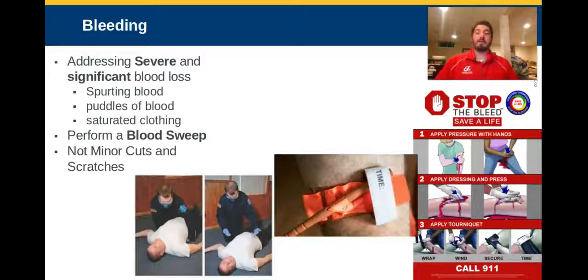Significant blood loss is spurting blood that's shooting out of something, a hole somewhere, puddles of blood on the floor, or clothing that's saturated with blood, right? My big Burlington sweatshirt here could really soak up a lot of blood, and it might be hard to tell. So if you feel clothing that's wet with blood, that's significant bleeding. We need to stop that before we do anything else.